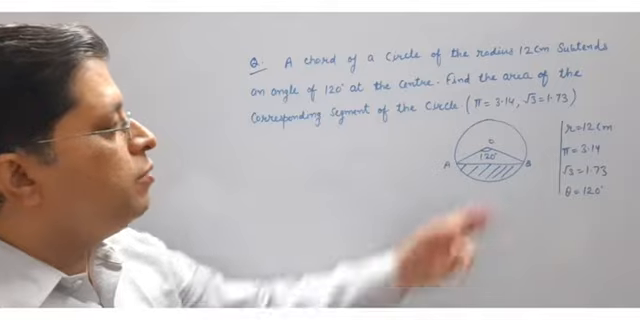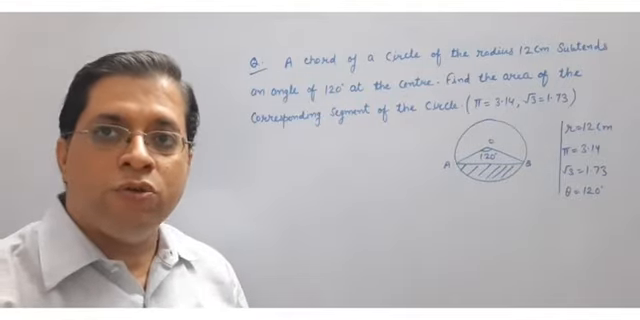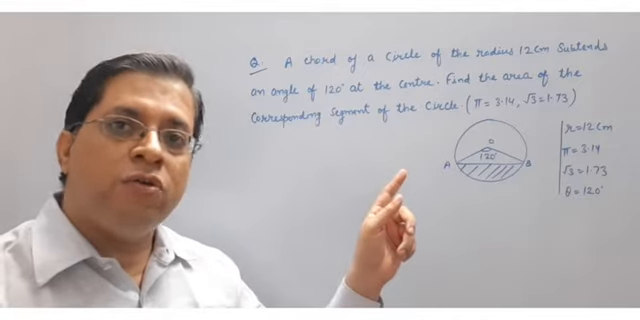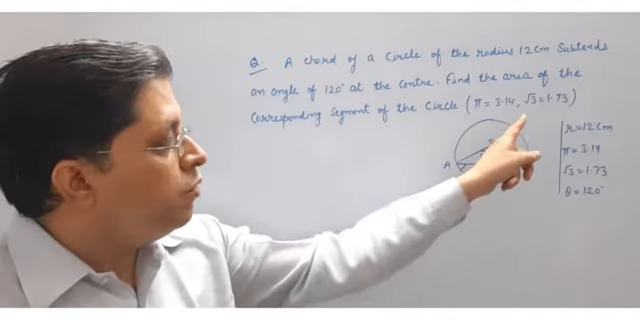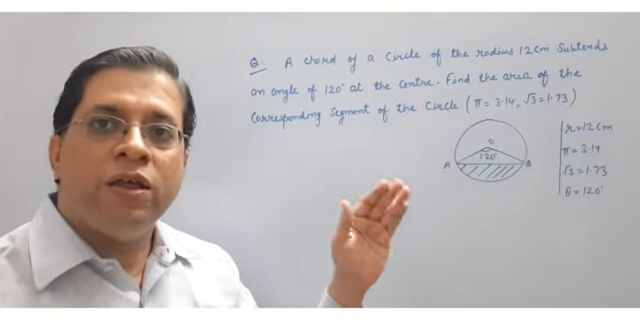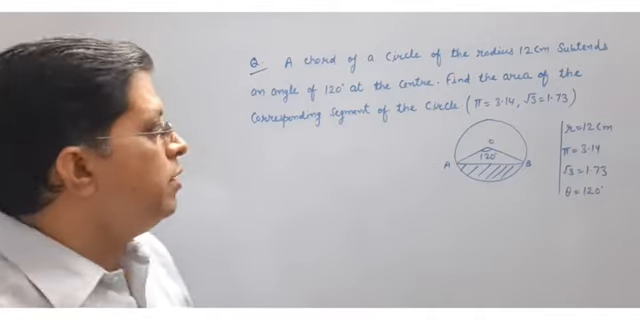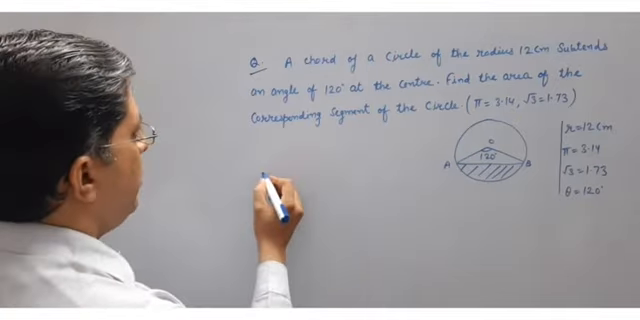Okay, and what is given? Pi is 3.14 and root 3 is 1.73, you have to use. If they are asking the question with the root 3 value given to you, then only you have to convert, otherwise you can put root 3 directly as it is. Come on, area of segment.